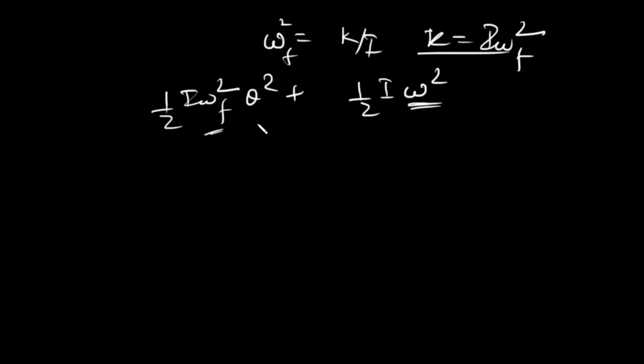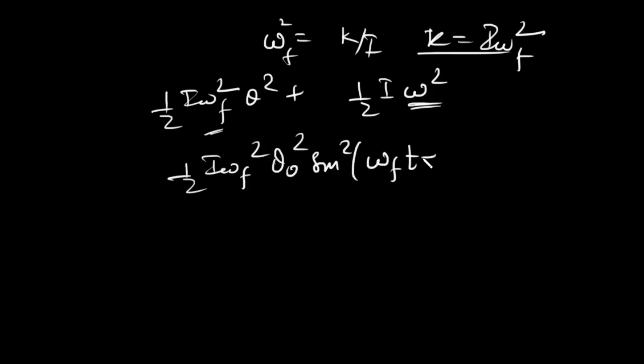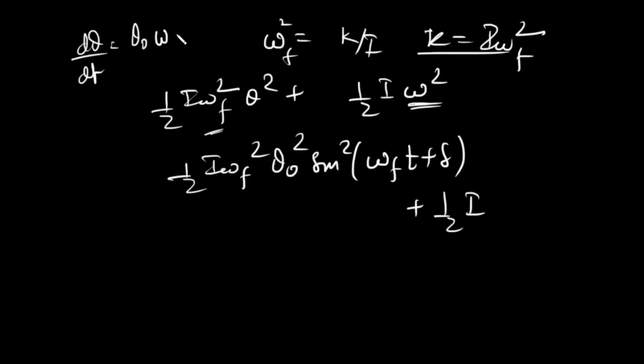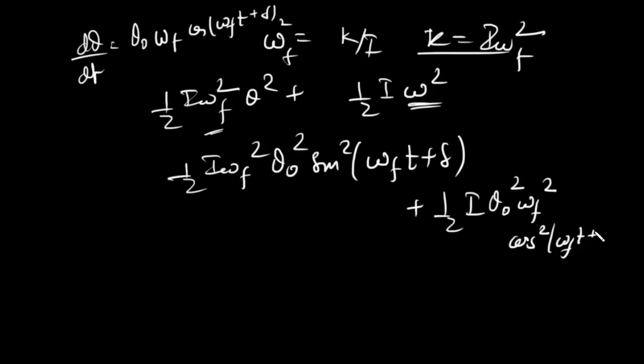So what is now theta? Theta was theta naught sine omega f t plus del, right? Now half I, what was omega? Omega was d theta by dt. This was theta naught omega f cos of omega ft plus del, right? So we can square it up. We have half I theta naught square omega f square cos square omega ft plus del.